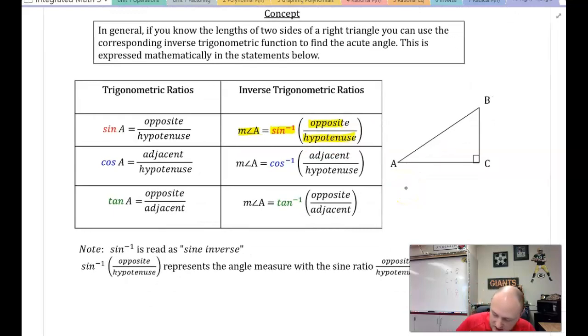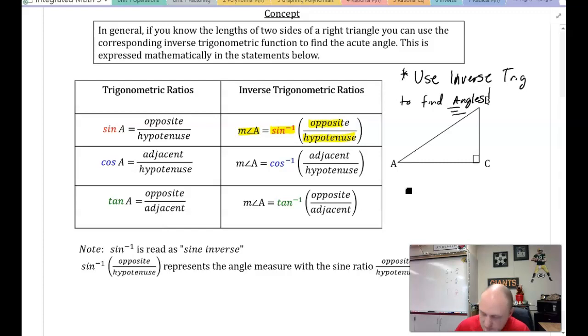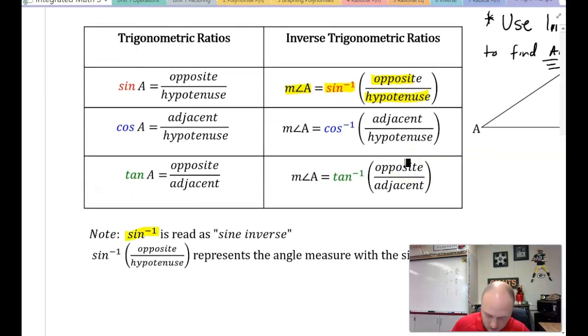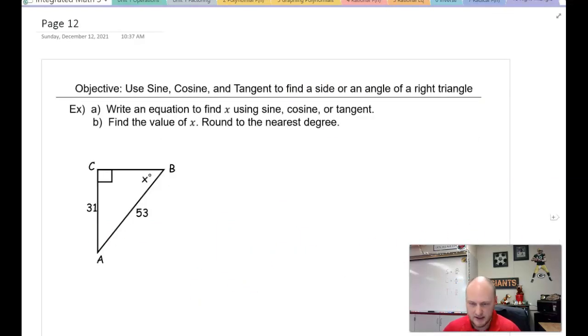You use the inverse, and maybe write this down. Use inverse trig to find angles. You find the angles using inverse trig. Okay, and again, this is just a note on how we read this. When we have this power of -1, it means inverse. So sine inverse. All right, let's go ahead and look at an example.